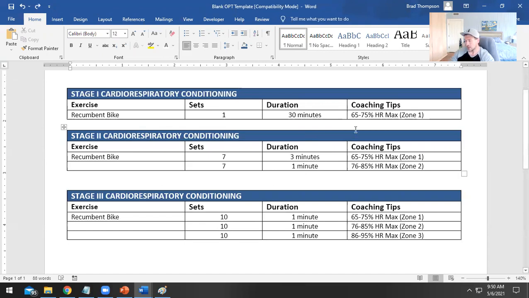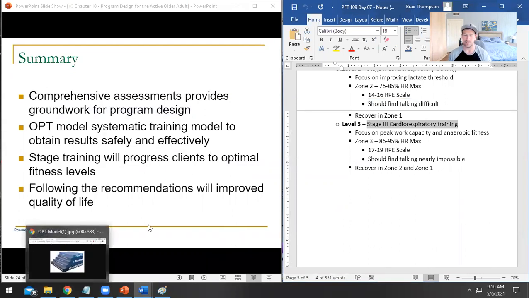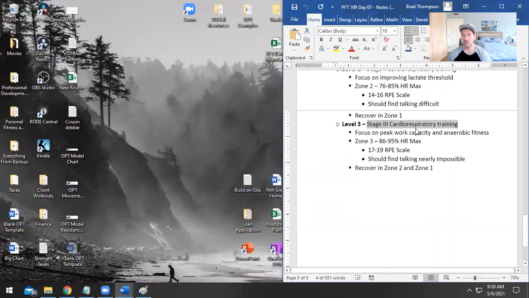So you can see we are applying different levels of stress to our clients, both strength-wise, neuromuscularly, and also cardiovascularly. So obviously you need to do a comprehensive fitness assessment if you're going to do any of this, but you can use the OPT model to be very systematic in how you approach things. You can make sure that your client never has a chance to get used to anything. You're continually cycling them through different types of stress on the body, which is going to result in different types of improvements.